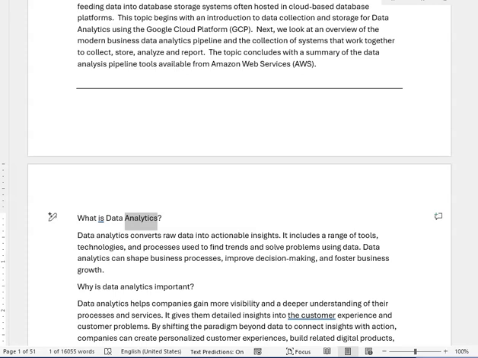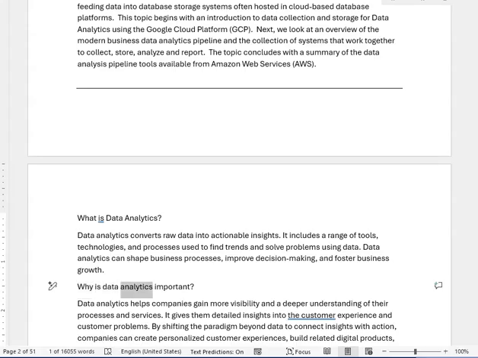What is data analytics? Data analytics converts raw data into actionable insights. It includes a range of tools, technologies, and processes used to find trends and solve problems using data. Data analytics can shape business processes, improve decision-making, and foster business growth.